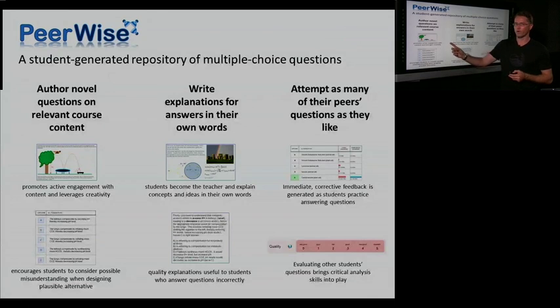Multiple choice questions are quite a good format because students need to think about alternative answers to their question, and in doing so they need to consider possible misconceptions that their fellow classmates might have about the question.